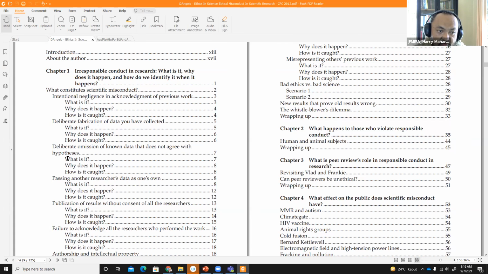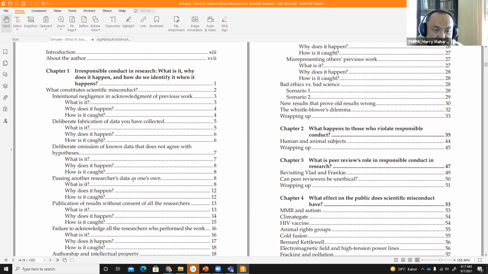Okay, and another thing that happens in terms of scientific misconduct is deliberate omission of known data that does not agree with the hypothesis. If you have data with a sinusoidal curve, you only take the positive part of it and tell everybody that the data is only that, without recognizing that it also has a negative part. So omitting known data from one's original publication is also considered ethical misconduct.